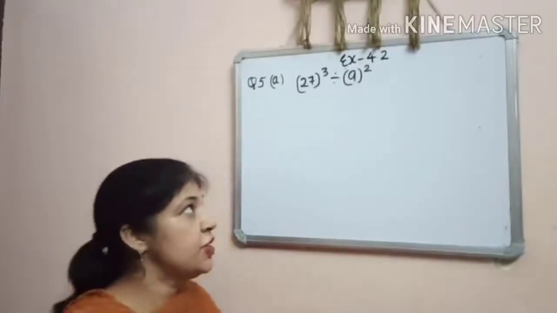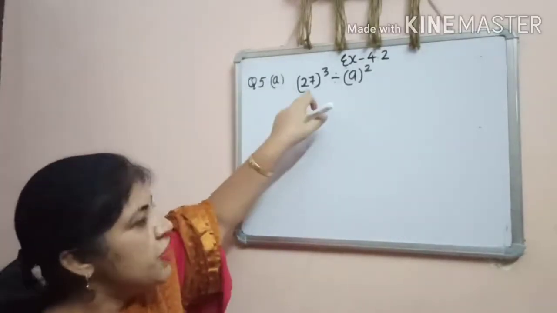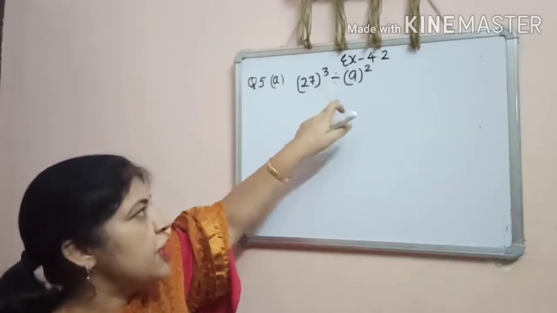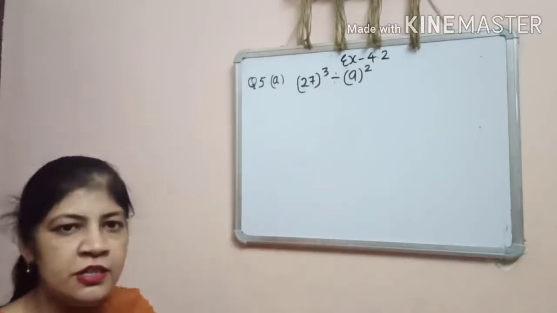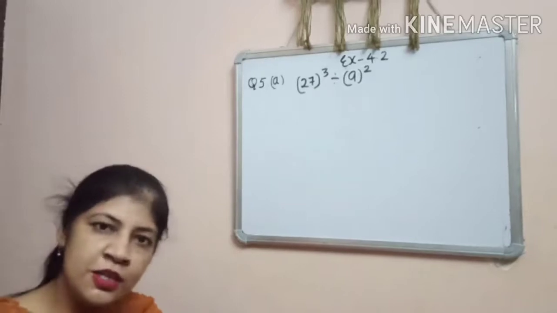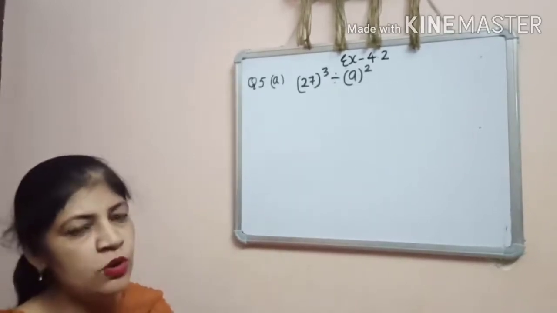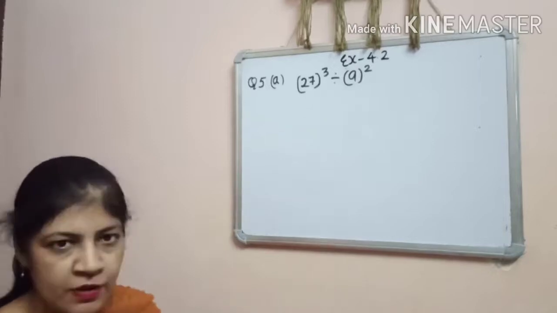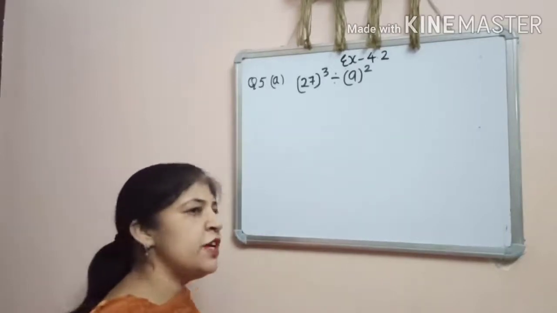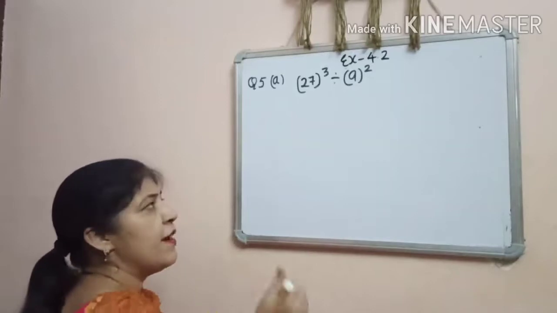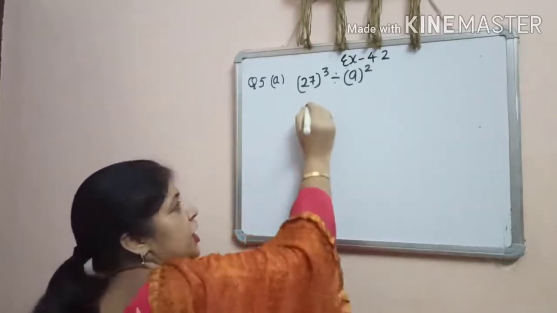Now our next question is simplify 27 raised to the power 3 divided by 9 square. You can use laws of exponent or without laws of exponent you can solve it. Without laws of exponent, how will you solve it? You have to expand it.